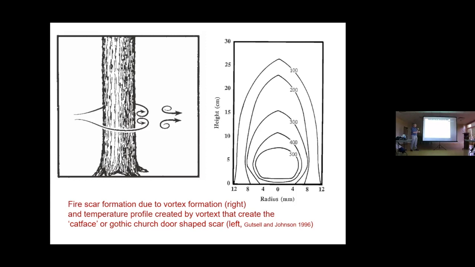So here's the tree, and there's the leeward side vortex. And if you look straight on it, the heat is really shaped like a Gothic church door. And that's why you get scars that are shaped like that. So that's 100 degrees Celsius, 200 degrees Celsius heat, which is really hot.